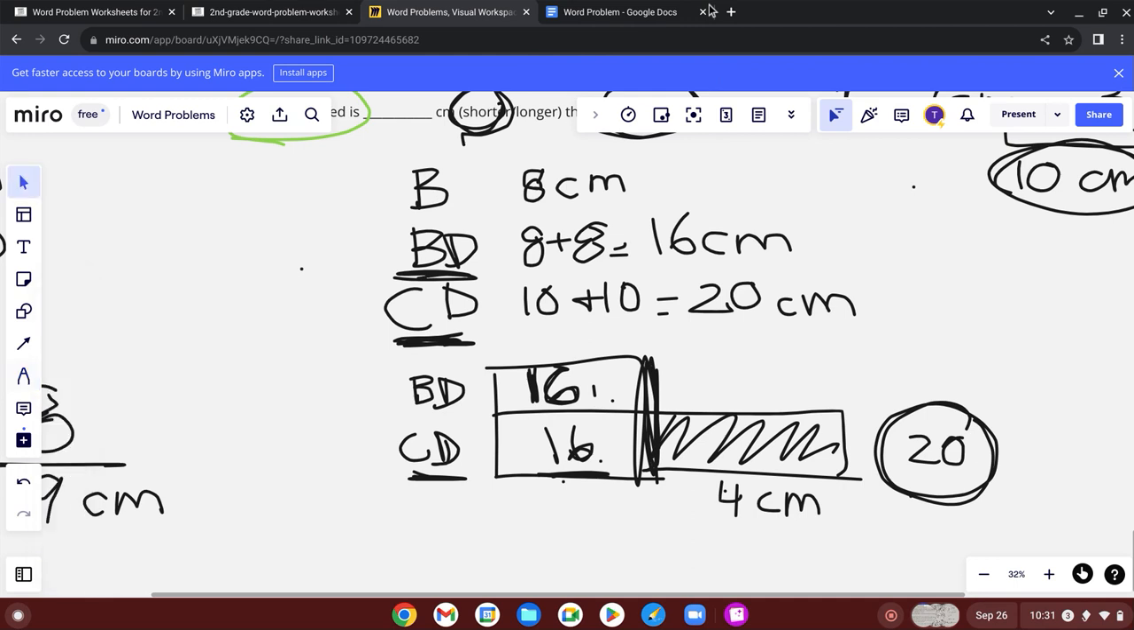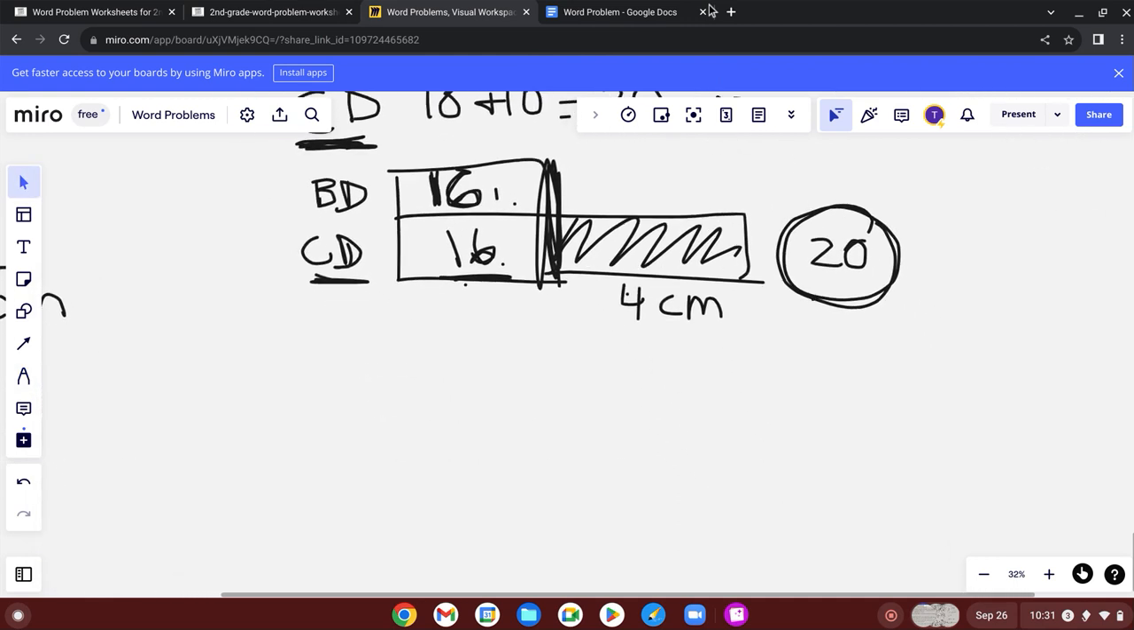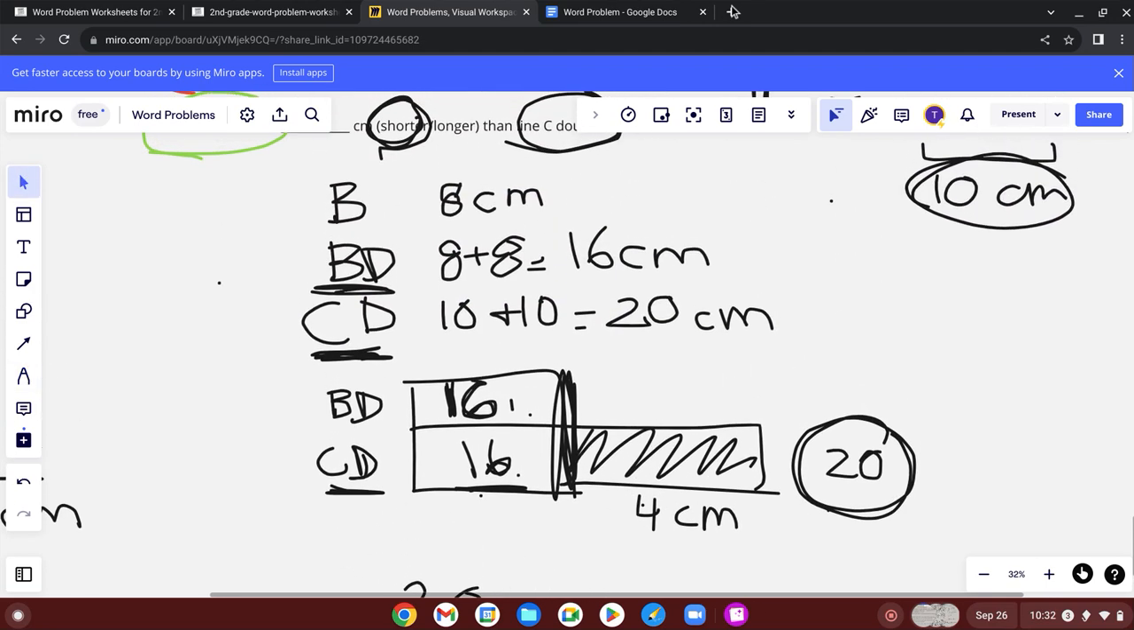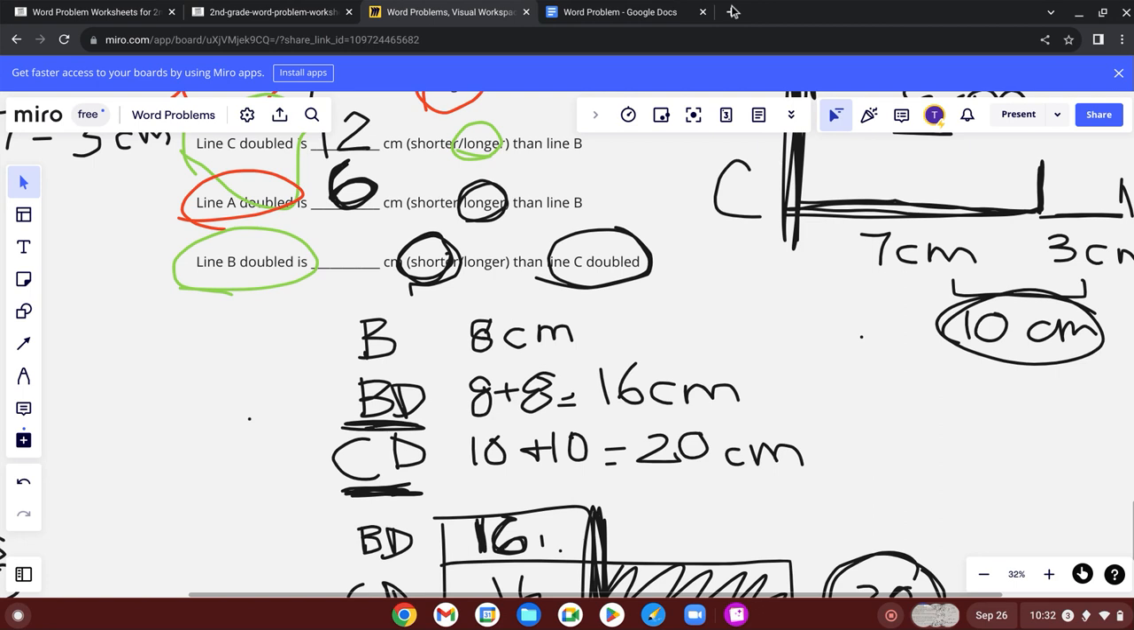If you're going to write a number sentence, what number sentence are you going to write? 20 minus 16 equals 4 centimeter. Right. So that is how you calculate. Line B double is how much shorter than line C double? I need to see it. No, you try to remember it. 4 centimeters shorter. Correct. It's 4 centimeters shorter.